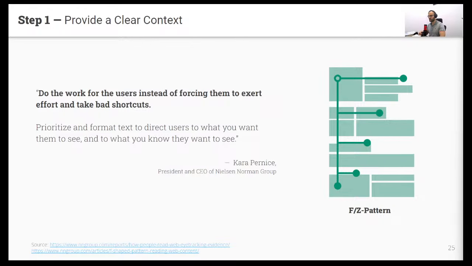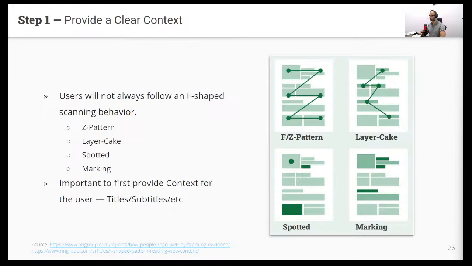But we also have many other types of patterns the user will automatically follow. It can be a layer cake, it could be a spotted, it could be a marking. But the important thing in BI is to first provide the context, and in this case it means titles, subtitles, dates, what it is about, maybe the logos and so on. So how do we optimally place these?